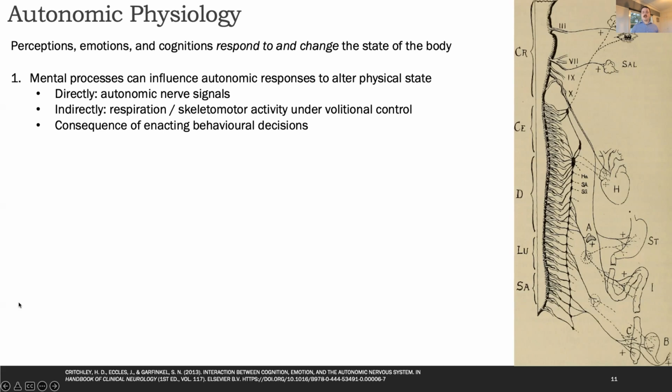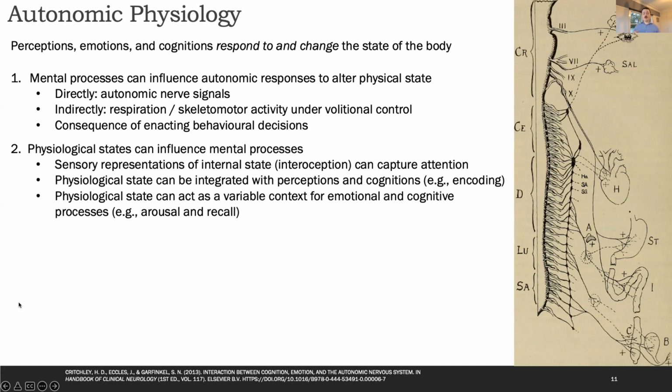So in all these ways, these are mental processes in the brain that will be reflected in our physiology. But also the reverse is true. Our physiological states absolutely have an effect on our mental processes. So how you feel about your current bodily state, this is something we call interoception.